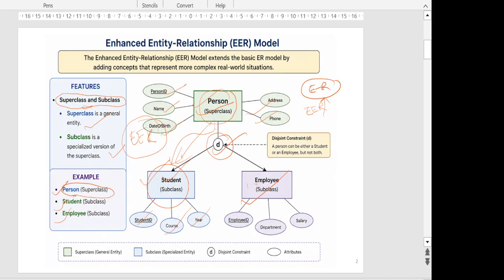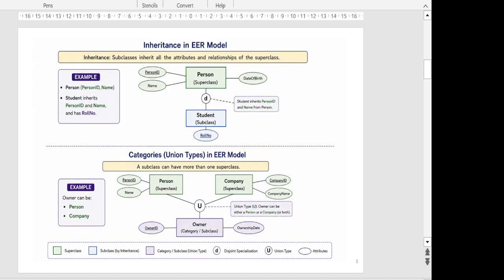So we can take one more example. Vehicle. Vehicle is any vehicle. If I go to the vehicle and further classify it into bike, car, truck, etc., these are the specialized versions. Okay. So next, coming to inheritance.